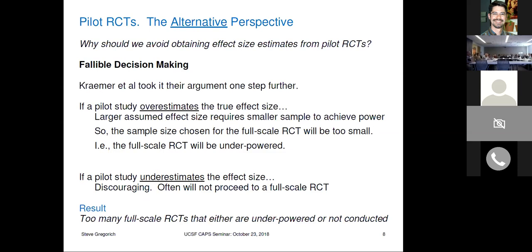The zone of equipoise is where you should be before you start a full-scale RCT. But what reviewers want you to be in is the zone of enthusiasm. And by demanding that pilot studies produce an effect size estimate, or some preliminary evidence of efficacy, it completely flies in the face of equipoise. If you think about it, it's a completely unethical position. I never thought about it that way, but I was like, you're right. Absolutely right.